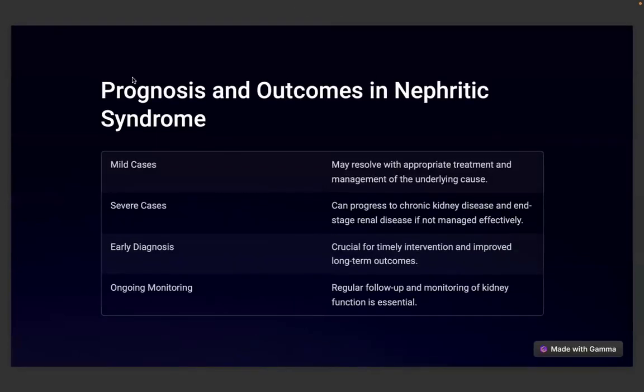So, what are the prognosis and outcomes in nephritic syndrome? Well, mild cases may resolve with appropriate treatment and management of the underlying cause, easy to treat. Severe cases, well, it's not good because it can progress to chronic kidney disease and end-stage renal failure if not managed. Early diagnosis is crucial for timely intervention and improved long-term outcomes, and we prevent complications that we don't want the patient to fall into. Ongoing monitoring, regular follow-up, and monitoring of the kidney functions is essential.